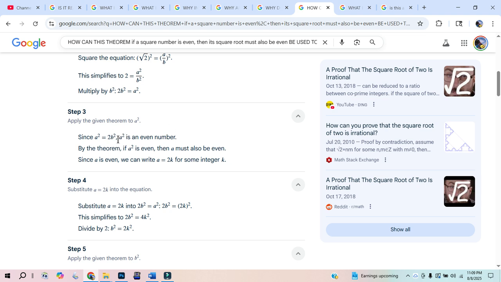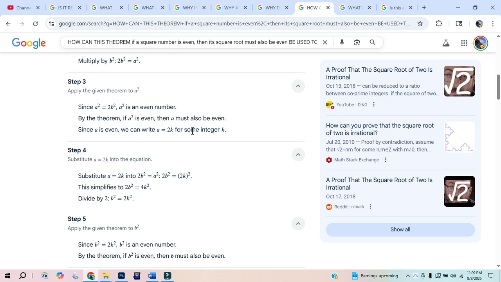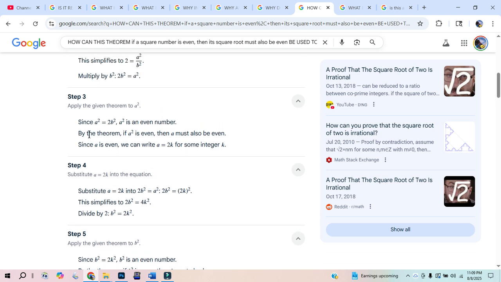Now, is that going to be true? Yes, because one of the theorems is that if this was 2b squared plus 1, then this would be an odd number. But no, we just get 2b squared. I'm trying to figure out what would be lemmas and what would be actual theorems. It's kind of fascinating. So by the theorem, and this is a theorem, it's not even a lemma, if a squared is even, then a must also be even.